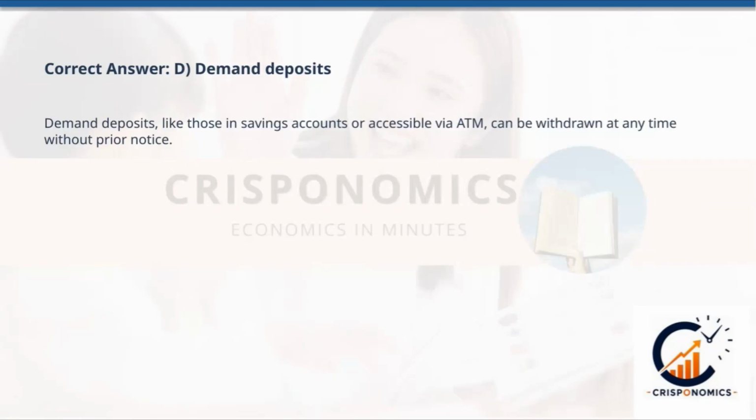Demand deposits are the kind of accounts where you can access your money anytime, no advance notice needed. Think of savings accounts or the funds you can withdraw from an ATM. They're designed for immediate availability, giving you flexibility and control over your cash whenever you need it. This instant access is what sets demand deposits apart from other types of accounts.